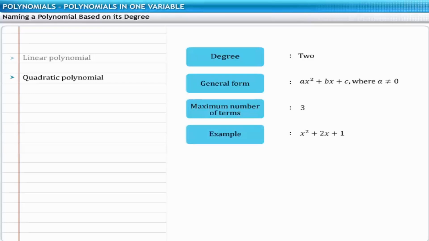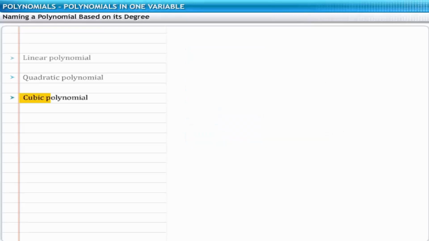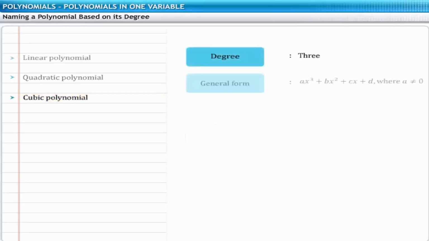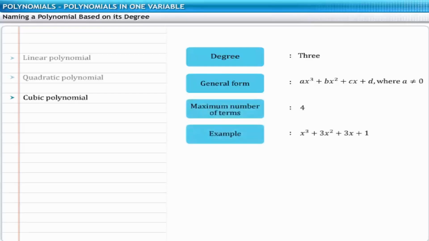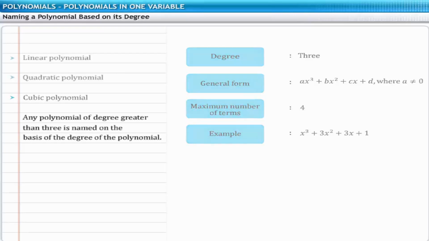A polynomial of degree 3 is called a third degree or cubic polynomial and is represented as ax cubed plus bx squared plus cx plus d, where a is not equal to 0. Such a polynomial can have a maximum of 4 terms. For example, x cubed plus 3x squared plus 3x plus 1 is a cubic polynomial. Similarly, any polynomial of a degree greater than 3 is named on the basis of its degree, such as 4th degree polynomial, 5th degree polynomial, and so on.